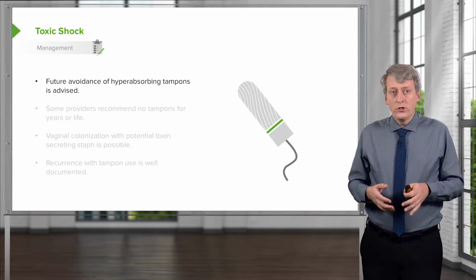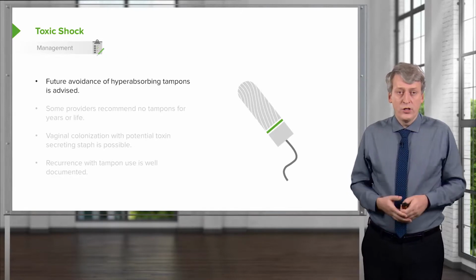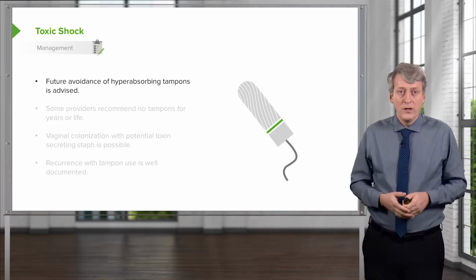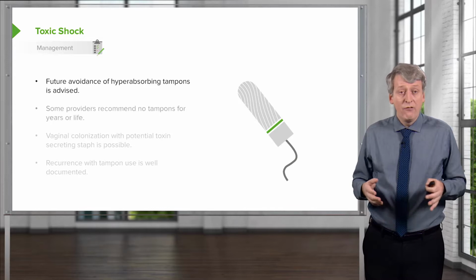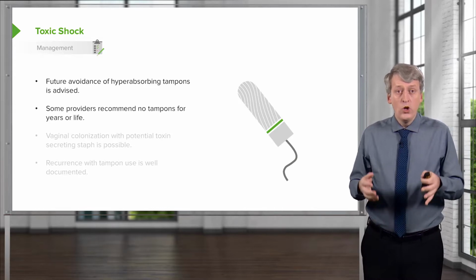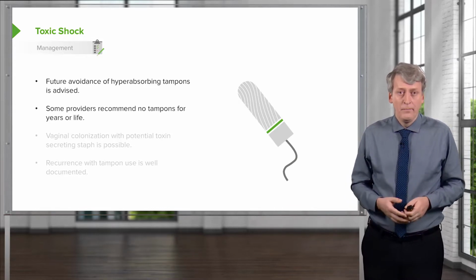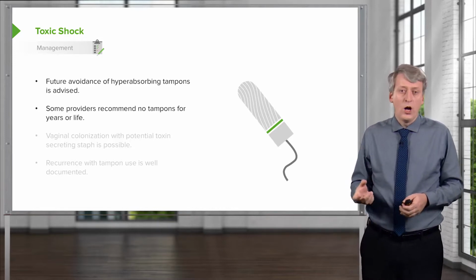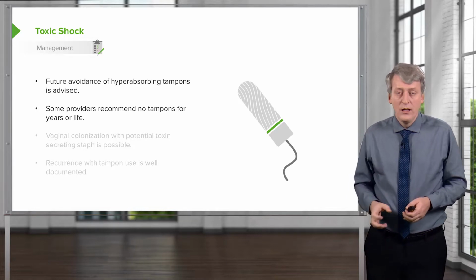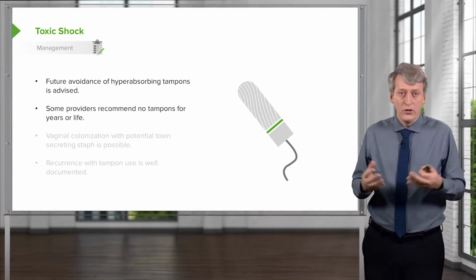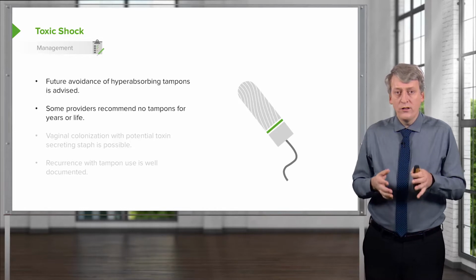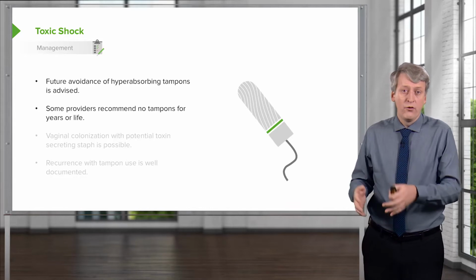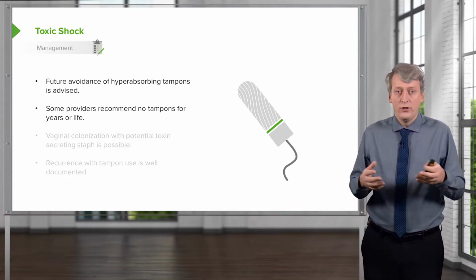It's important to prevent further toxic shock episodes, and especially in women, further avoidance of hyperabsorbent tampons is advised. In fact, some providers recommend no tampons ever again for those women. The concern is that the vagina may continue to harbor that organism in small numbers that's essentially just waiting for a tampon to grow upon. So avoidance of tampons in these patients is critical, certainly until they can be cleared for further tampon use, and sometimes that's not for years.